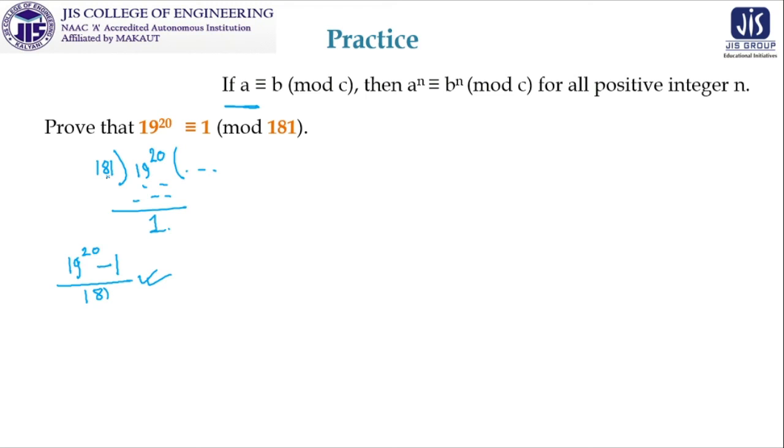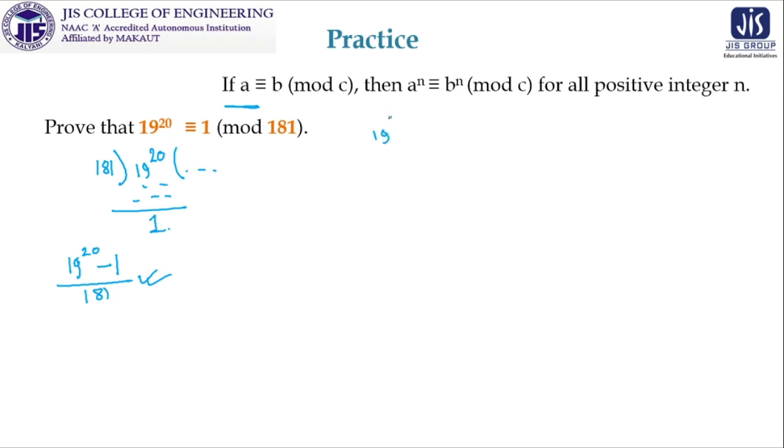Means if you are dividing A minus B by C and it is divisible, then A to the power n minus B to the power n is also divisible by C for all positive integer n. Now how are we going to make use of this one? Let us start not by looking at this big number.